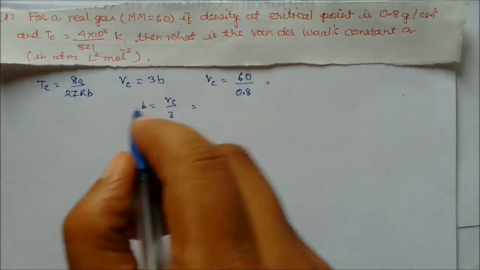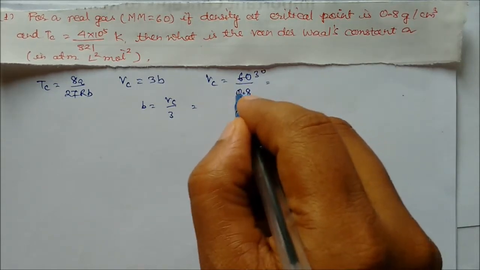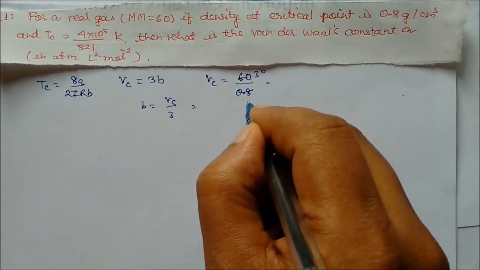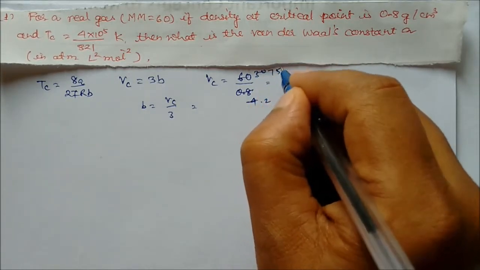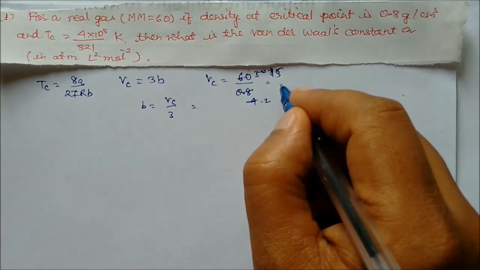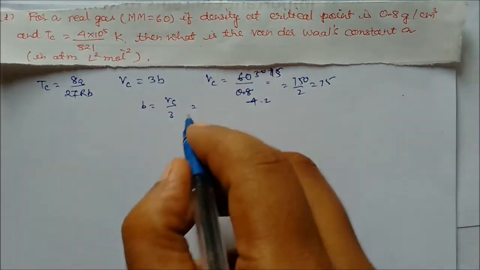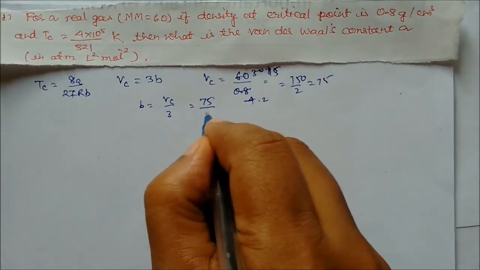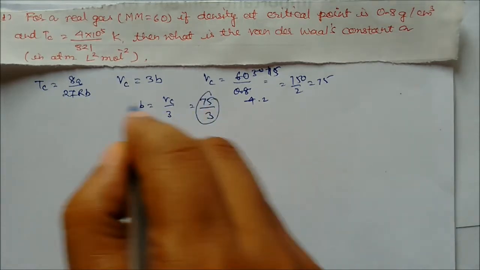So if you divide it, you will get here 30, 0.4, 0.2, and 15. Again if you divide it, it will become 150 by 2, that is 75. So here 75 by 3. So we know the B value. Now we can put this value directly over here.